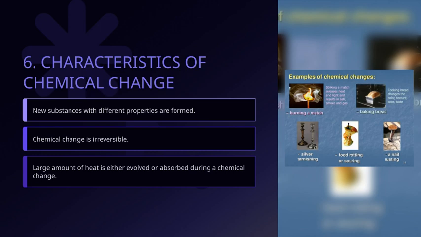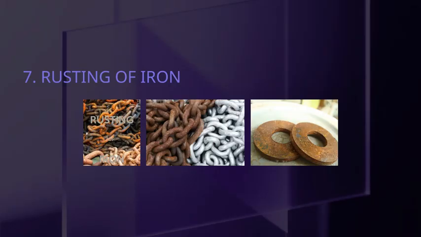and transform. Let's now talk about the rusting of iron. Rusting is a common chemical process that happens when iron reacts with moisture and oxygen from the environment. This reaction forms a new compound called iron oxide, which we see as rust. Rust weakens the metal and can cause structural failures if not managed properly.